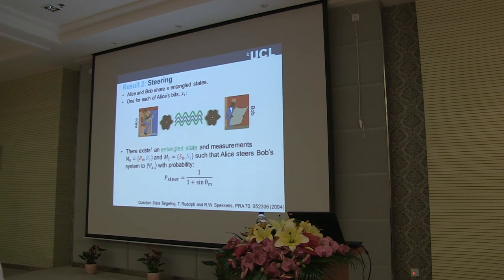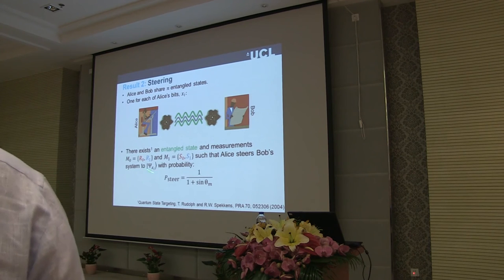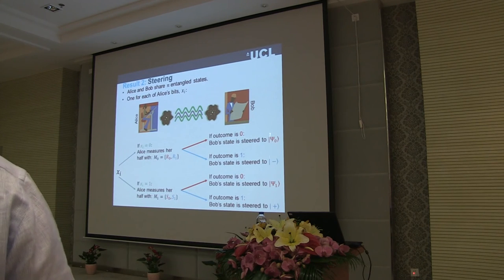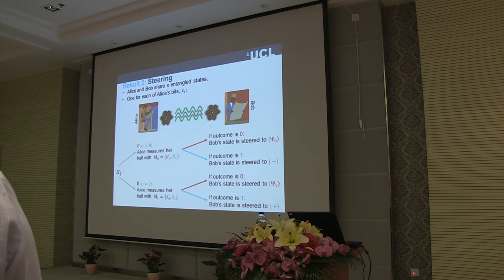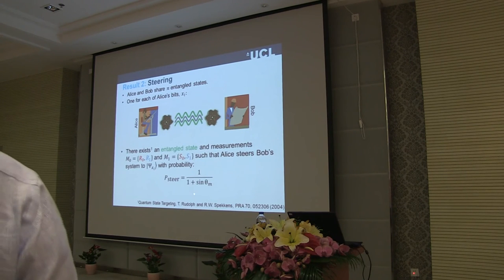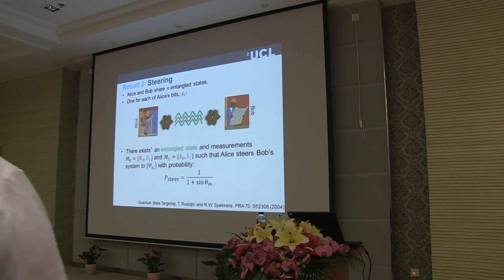Now what happens is as follows. For us, success is outcome 0, because when outcome 0 occurs, the state is correctly steered. Outcome 1 is the minus, which we're not interested in. The probability of steering is 1 over 1 plus sine theta of m. So such measurements exist.